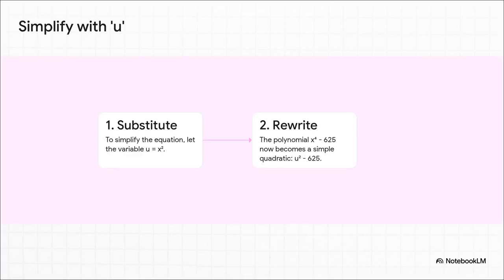First up, a really clever trick to make this whole thing simpler. Dealing with x to the 4th power can be a little intimidating, so we're going to use a technique called u substitution. We'll just temporarily replace x squared with a new variable. We'll call it u. And since x to the 4th is really just x squared squared, our big equation, x to the 4th minus 625, can be rewritten as a much friendlier quadratic, u squared minus 625. So much easier to work with.